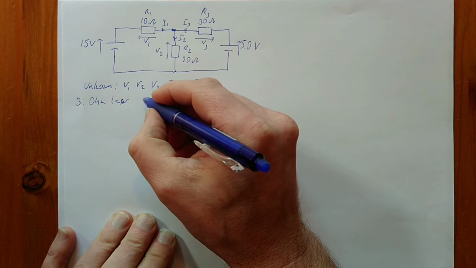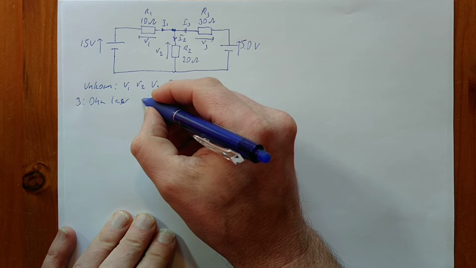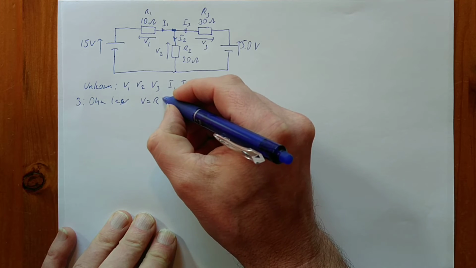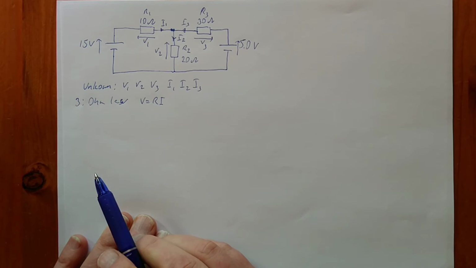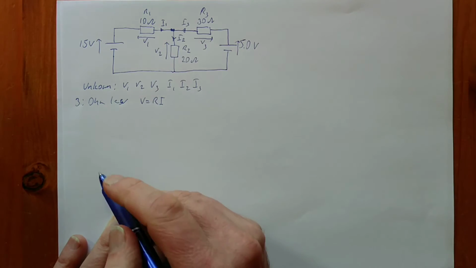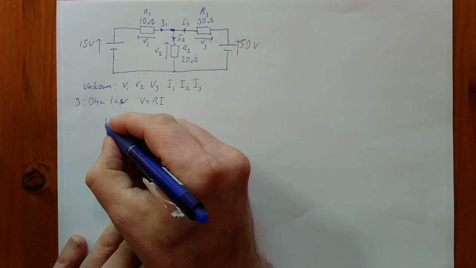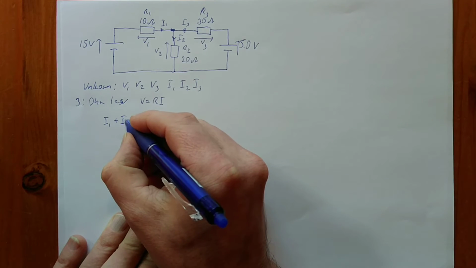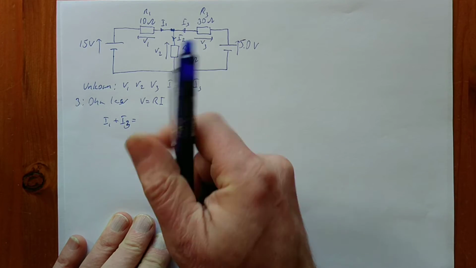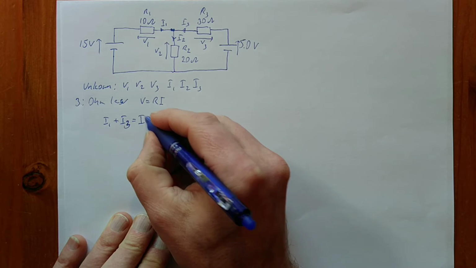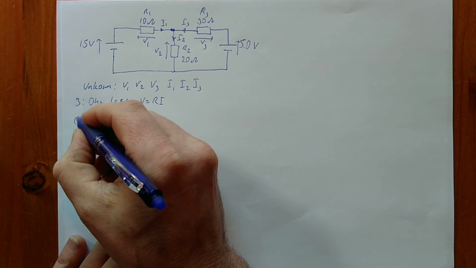For each and every resistor, we have that the voltage equals the resistance times the current. So we can replace all the voltages with R times I, and we will use that a few times. Then by Kirchhoff's first law, we know that in this point I1 plus I3 equals I2, right? Let us say this is our first equation.